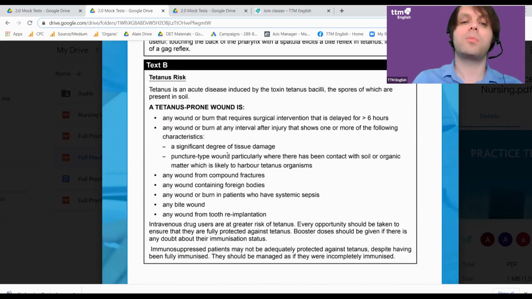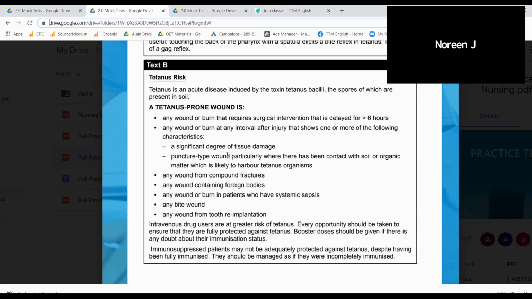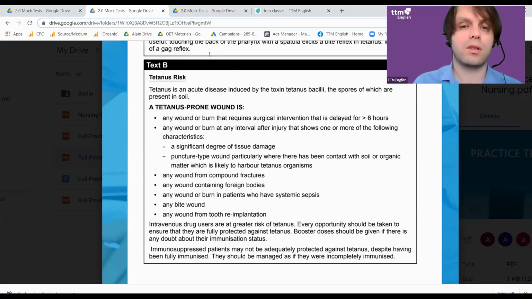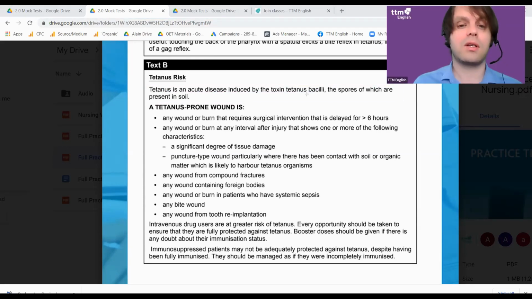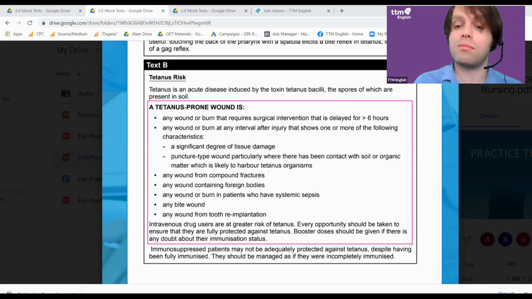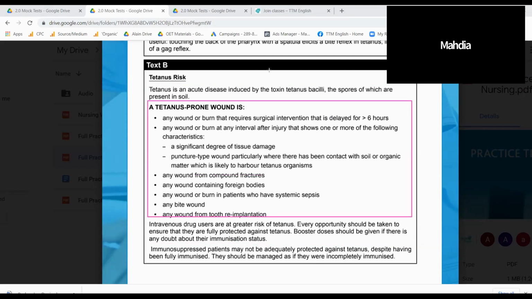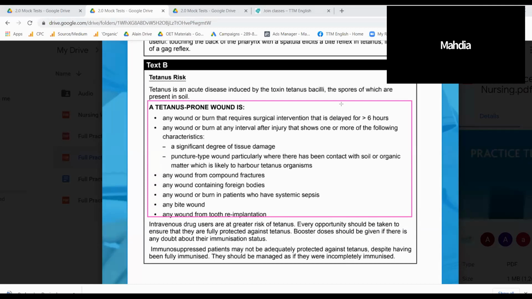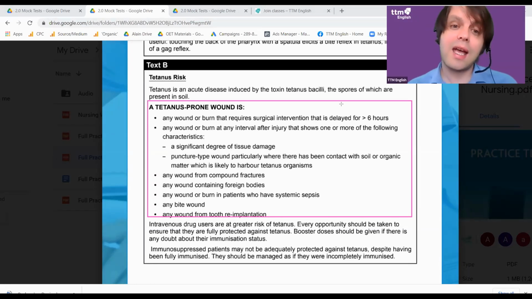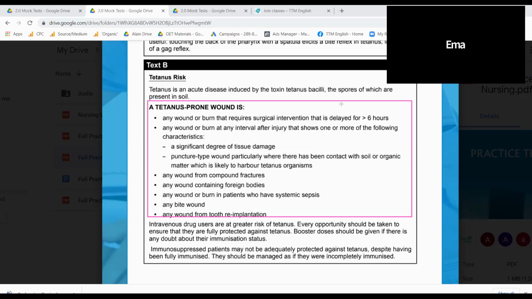A tetanus-prone wound is, what's the function of this? Let's have a look. Definition? It's a definition at the start, and then we might get some instructions, advice, like a guideline. Is it guidelines? No, it's not. Some kind of instructions. I think this is a definition, isn't it? Yes, definition. I think it's instructions and definitions.